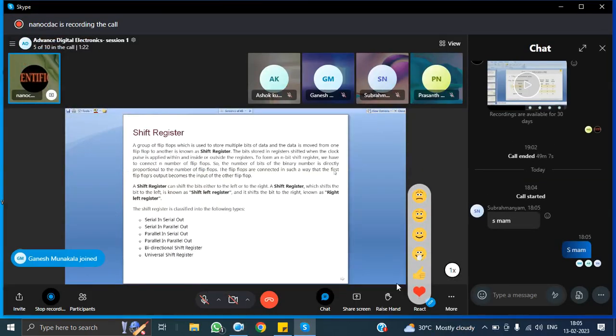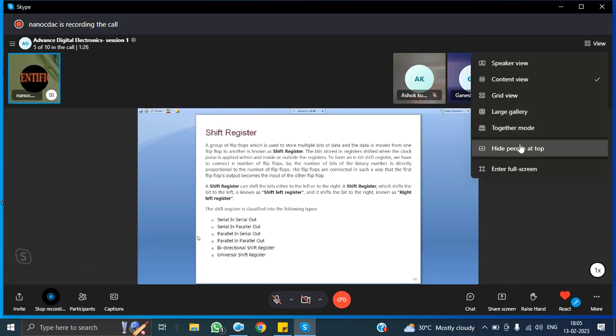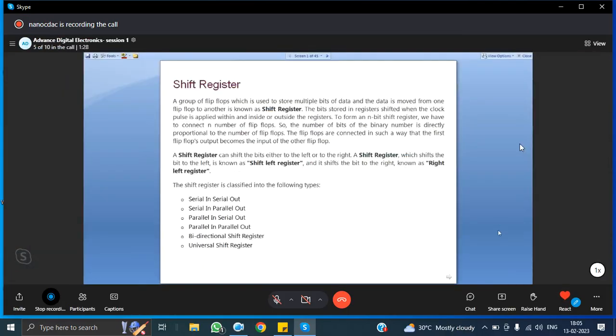Done, but I will show you once again. Okay, so let's start with shift registers.